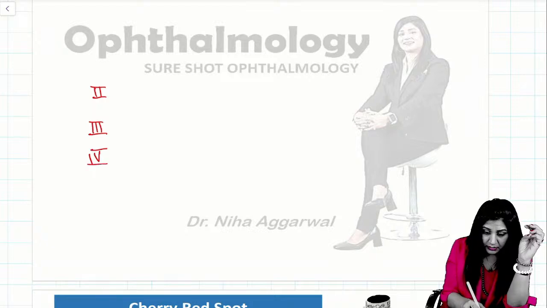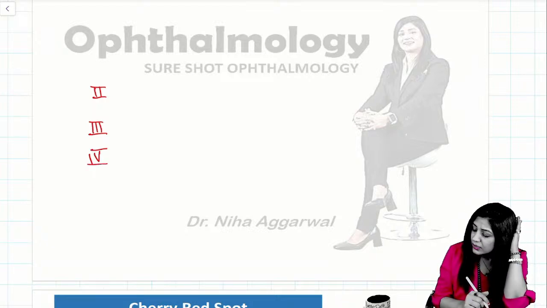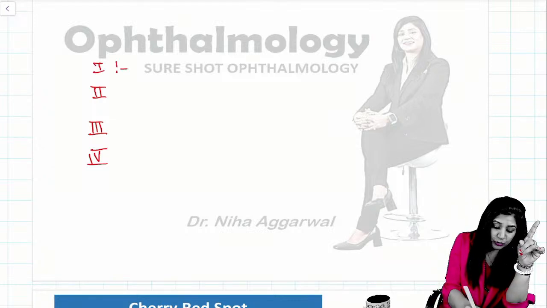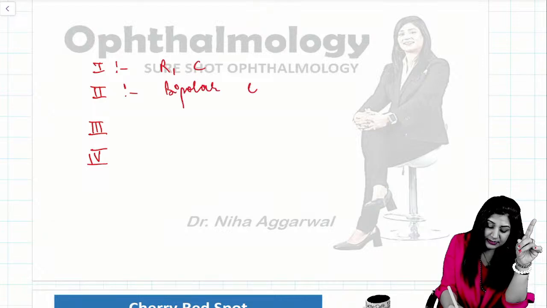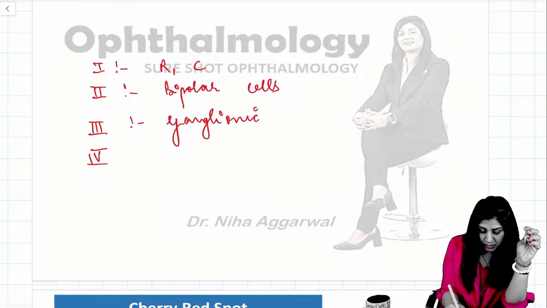Which layer has retinal detachment? Okay, I'll be talking about the retinal detachment also. Just wait. First order, I have told you, is the rods and cones. Second order is the bipolar cells. Third order is your ganglionic cells, and then fourth order is the lateral geniculate body.